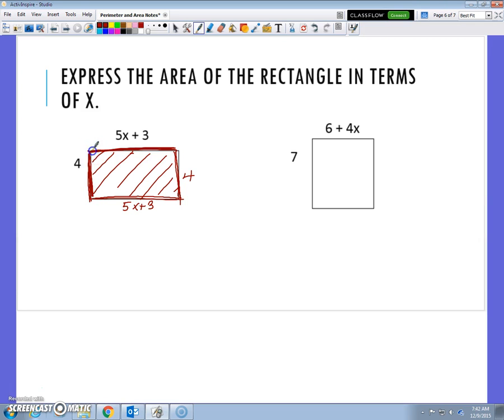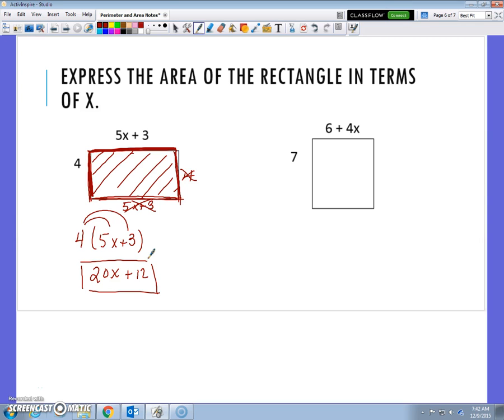So what I'm going to do is make a nice, easy distributive problem. I'm going to take 4 times 5x plus 3. The width times the length. And so I don't really need to know that these are both 4. It's not important. I don't need to use them twice. You just take one length times one width of the rectangle and you have the area. 4 times 5x is 20x. And positive 4 times positive 3 is positive 12. So my area is 20x plus 12. The area problems are a little easier.